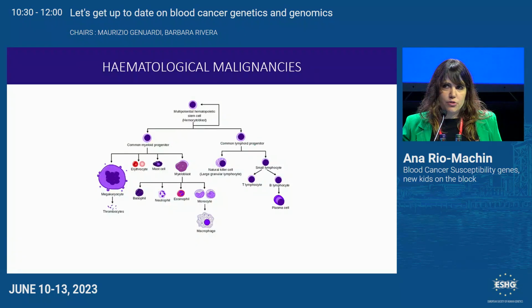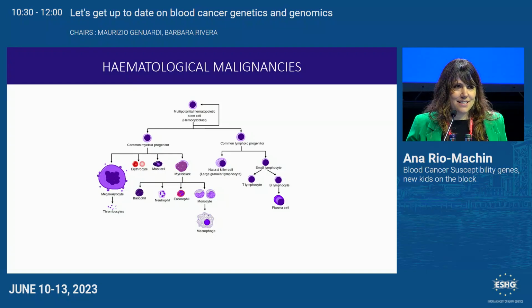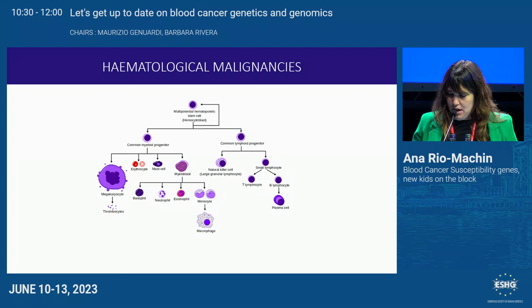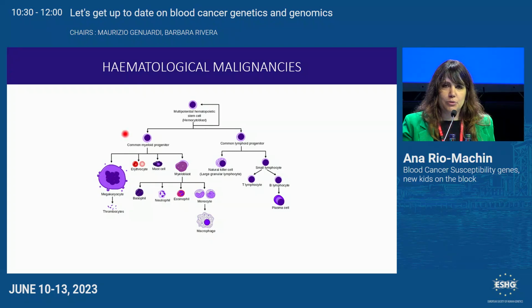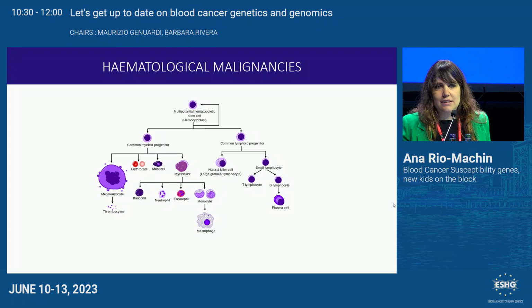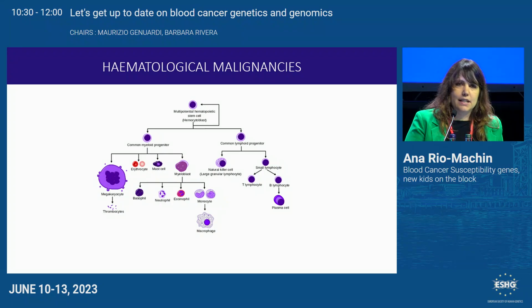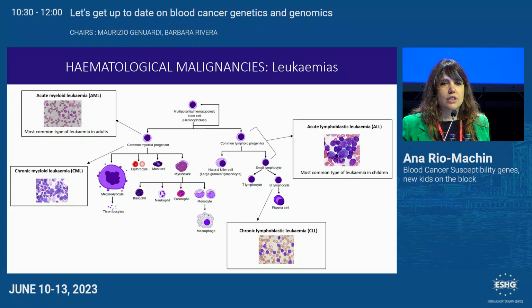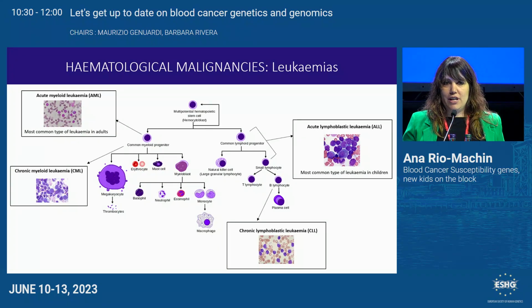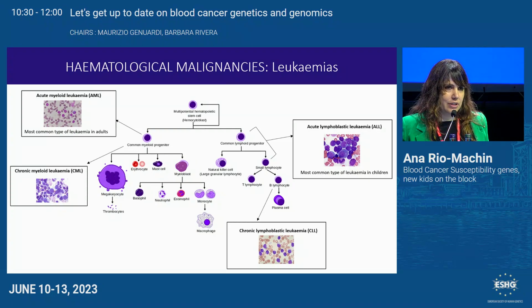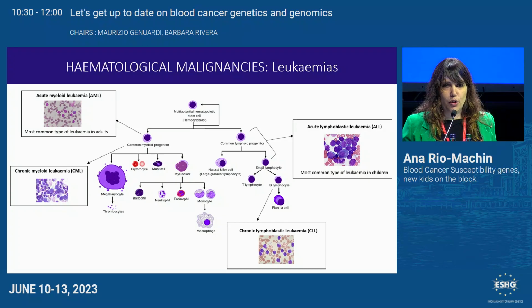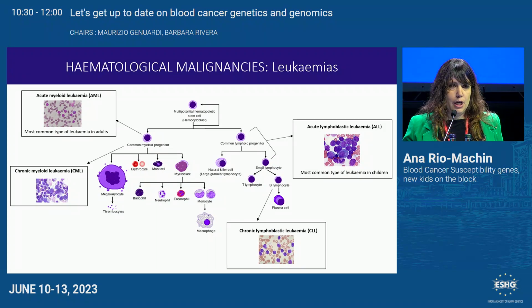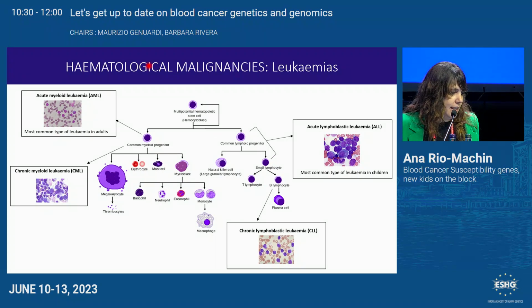Just to simplify, for those who are not familiar with what hematological malignancies are, here we have normal hematopoiesis. We can distinguish three types of hematological malignancies: leukemias, lymphomas, and multiple myeloma. Depending on the cell of origin that starts proliferating aberrantly, we will have the different types. If they are progenitors, we have leukemias, myeloid leukemias, or lymphoblastic leukemias.